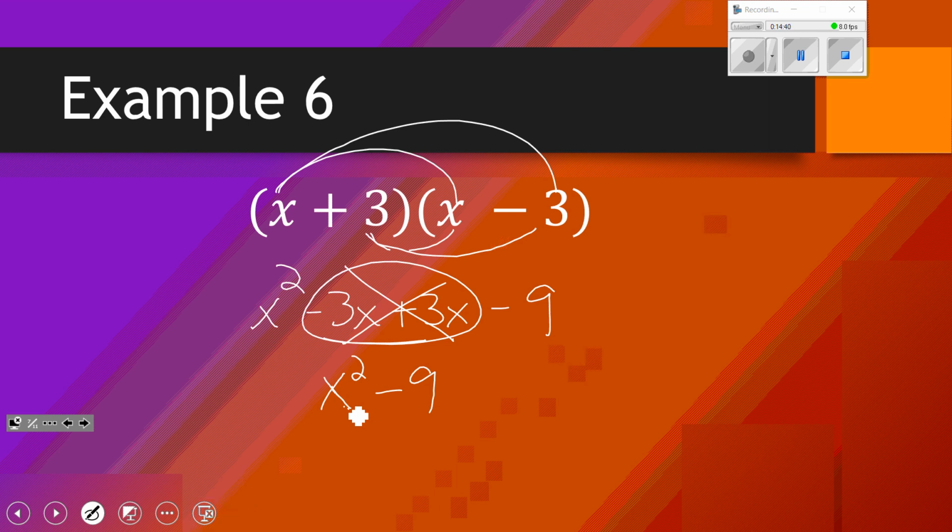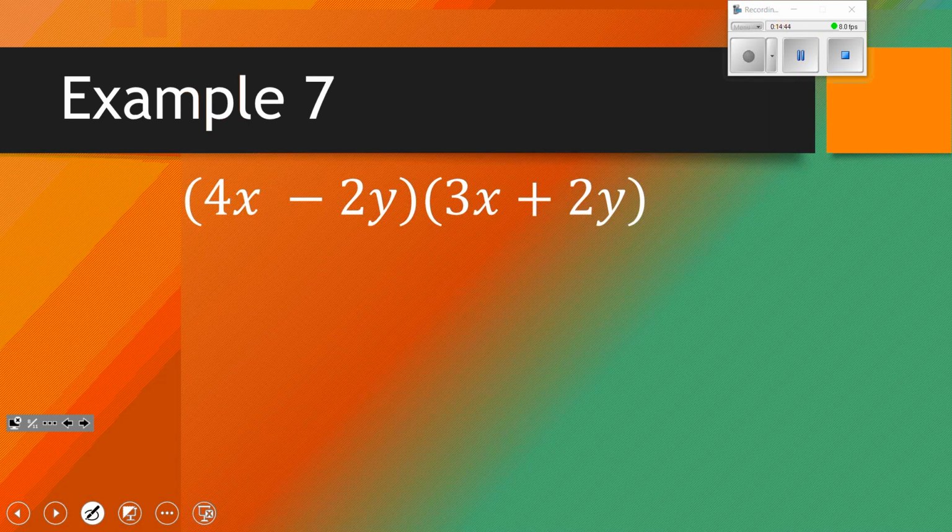Okay, any questions on that? Okay, just a couple more. So, what's different about this one? It's more fancy because it's got what? Two variables. No big deal. Same thing.